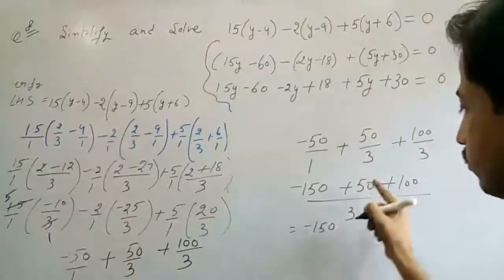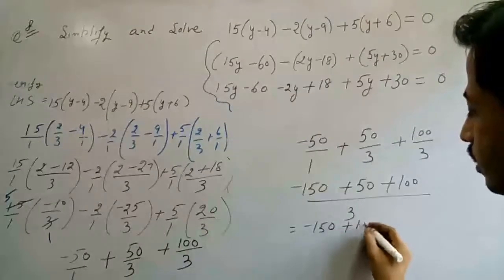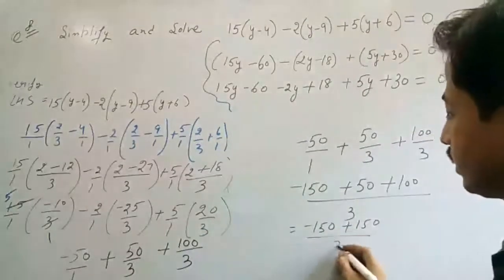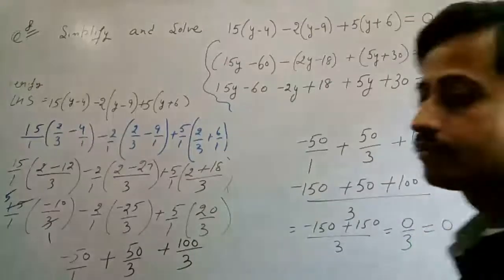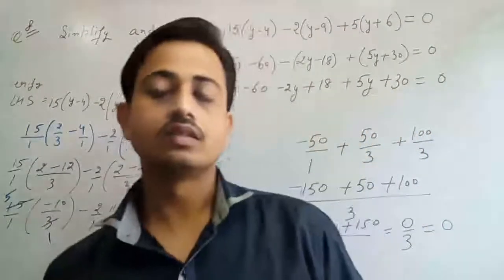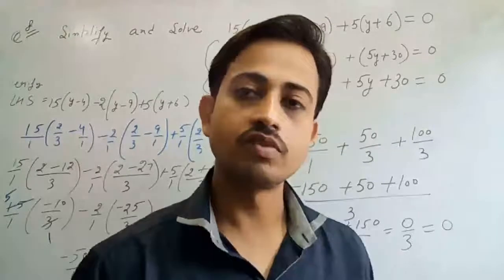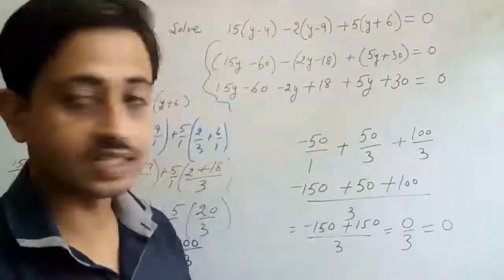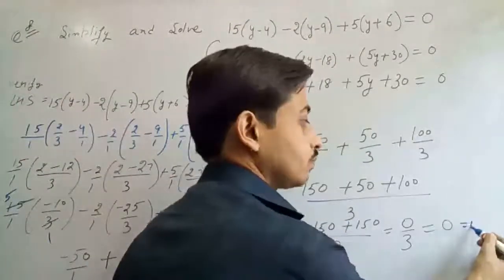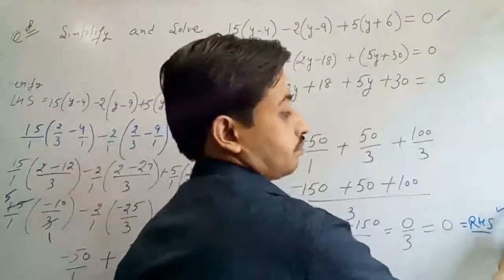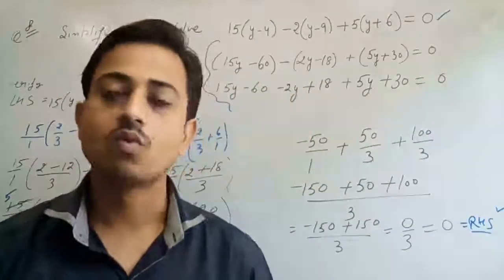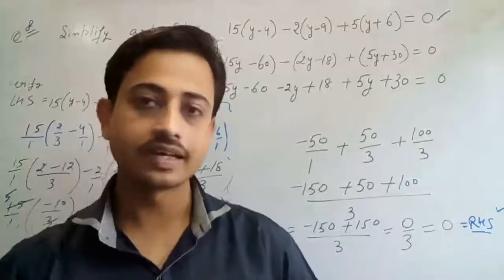Minus 150, 50 plus 50, 100, 50 divided by 3. So this becomes 0 divided by 3, and we know if we divide 0 by any number, we get 0. So our right hand side is what? 0. And this is same. So our question is verified. Please make a note.